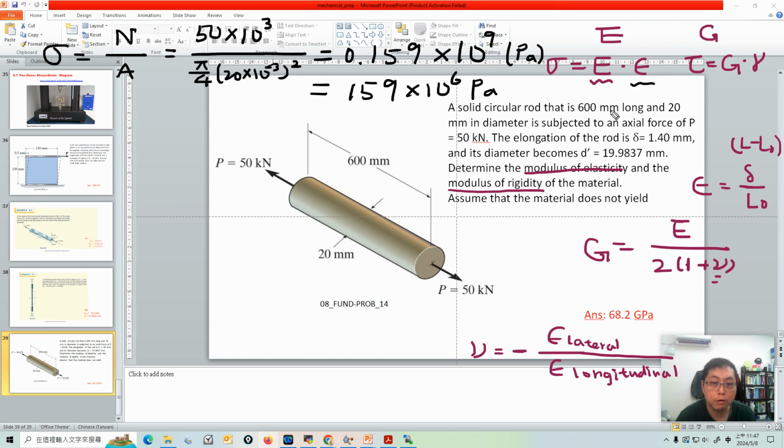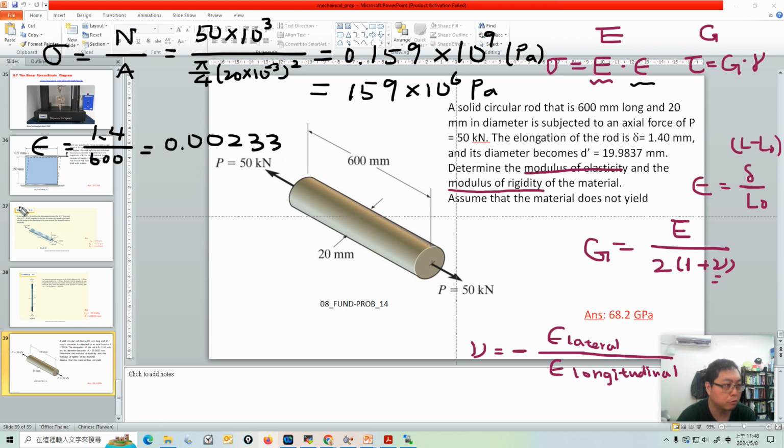What's the normal strain? He said the elongation is 1.4 millimeter and the original length is 600 millimeters. So the normal strain is equal to 1.4 divided by 600, which is 2.333 times 10 to the power minus 3.